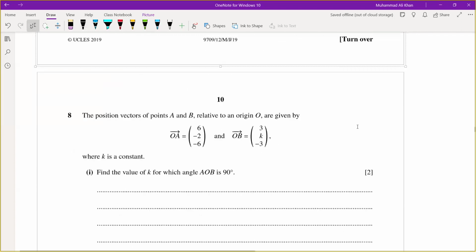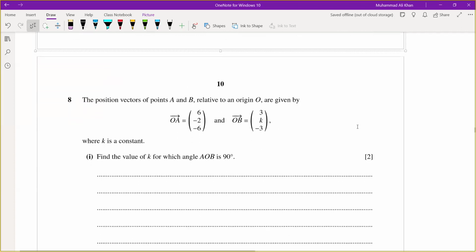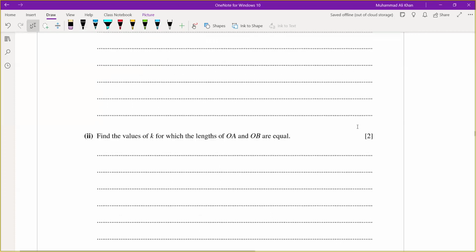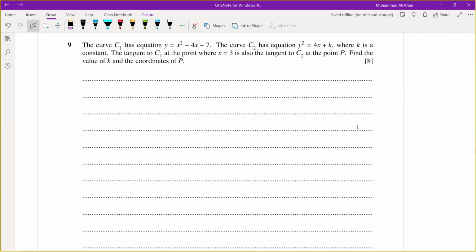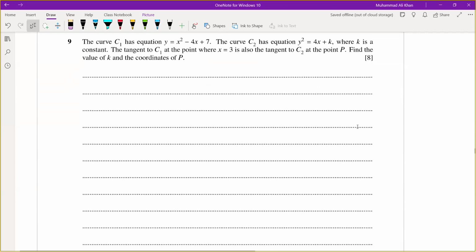Now, after that, what is next? The next question is the question of vectors, which is not in our syllabus now. So we are moving toward the next question, number 9. And what do we have in question number 9? The curve C1 has equation this, and the curve C2 has equation this, where K is a constant. The tangent to C1 at the point x equals 3 is also a tangent to C2 at the point P. Find the value of K.